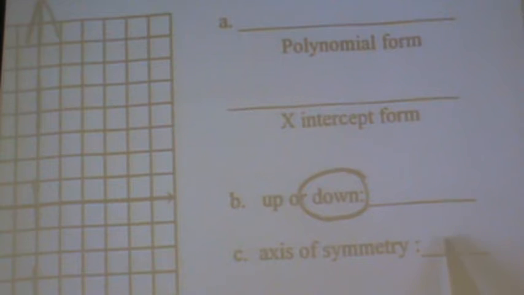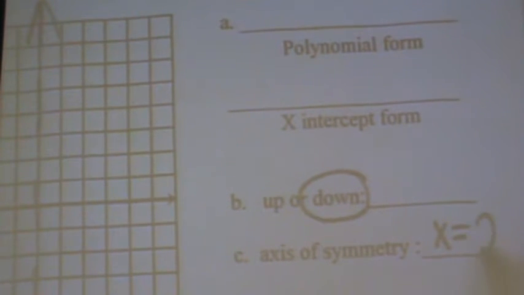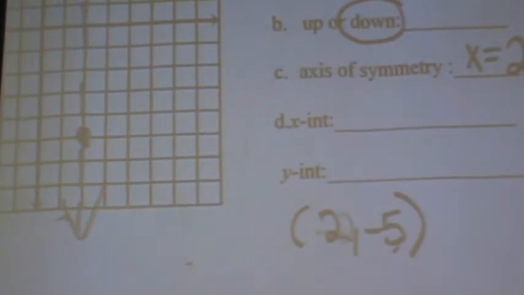And now what we're going to do is find the other forms. So this is down, axis of symmetry is x equals 2. I don't have a spot here for the vertex. We're going to write that in -5. Now, how do you write this?